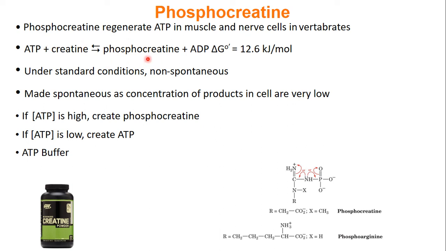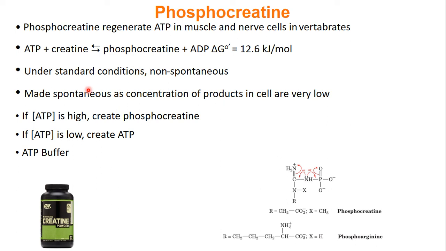However, in the cell, phosphocreatine and ADP are low, so this does make it roughly a delta G of 0 when you take into consideration concentrations. And this is actually kind of like a buffer for the amount of ATP in your cell.